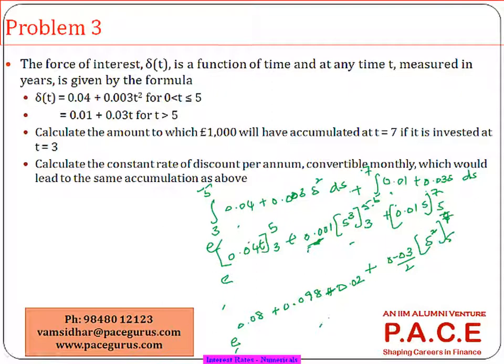And even the last one is becoming 0.003 by 2 into 7 squared minus 5 squared. 7 squared 49 minus 25, 24. 24 by 2 it's 12. 12 into 0.03 becoming 0.36. So I have to add up these numbers.